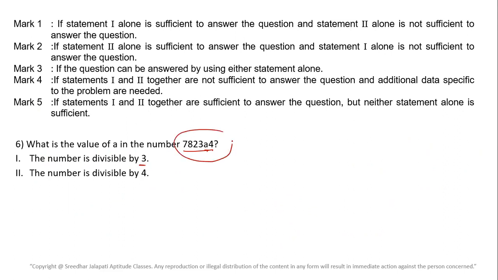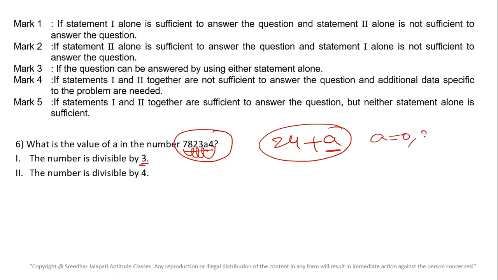If the sum of the digits in the number is divisible by 3, then the number is divisible by 3. What is the sum of the digits? 7 plus 8, 15, plus 2, 17, plus 3, 20, plus 4, 24, plus A. What could be the value of A so that the total sum is divisible by 3? A can be 0, 3, 6. So 3 values are possible for A. Therefore, statement 1 alone is not sufficient, because I got 3 possible values for A. You cannot say which of them is A.